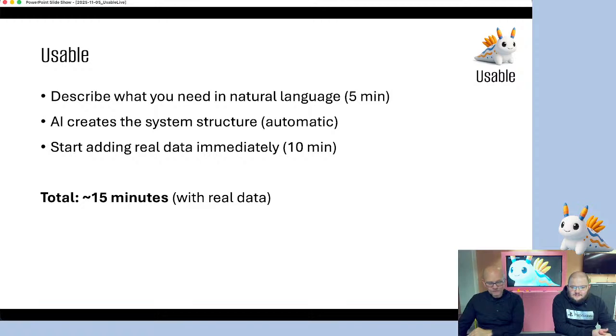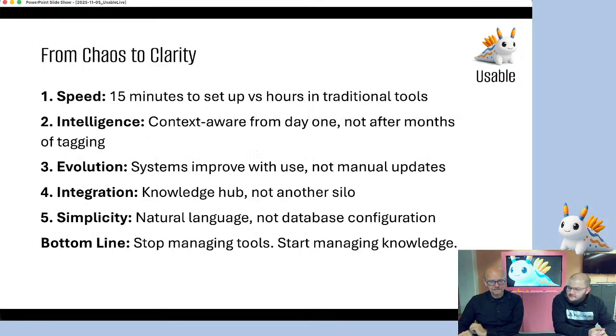So you go into the instruction set and make the change manually, or you ask the Usable chat to adjust the process to your needs. Then it will map it appropriately inside without you having to do anything. So this is very much from chaos to clarity. Of course, as we highlighted, the speed: it takes 15 minutes to set up versus hours in traditional tools.